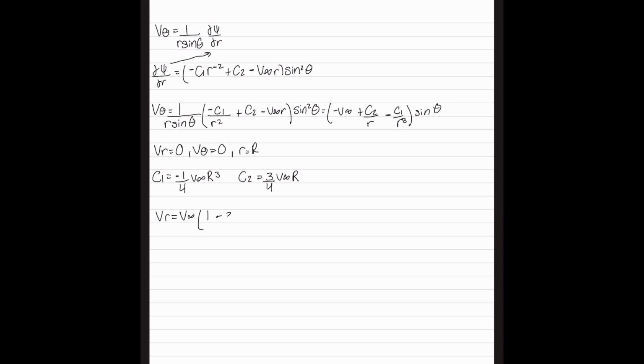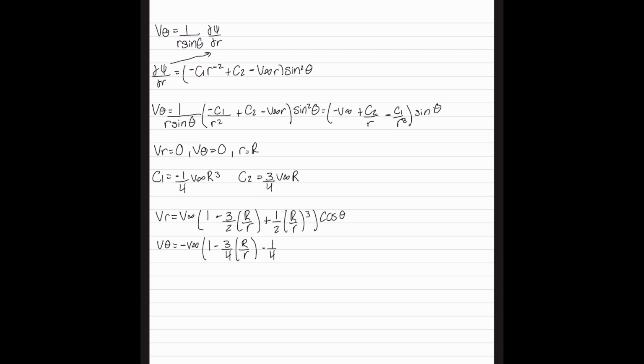So here's VR: V infinity, parentheses, 1 minus 3/2 times big R divided by little r plus 1/2 big R divided by little r cubed, times cosine of theta. And for V theta, you get negative V infinity, 1 minus 3/4 big R divided by little r minus 1/4 big R divided by little r cubed, times sine of theta.